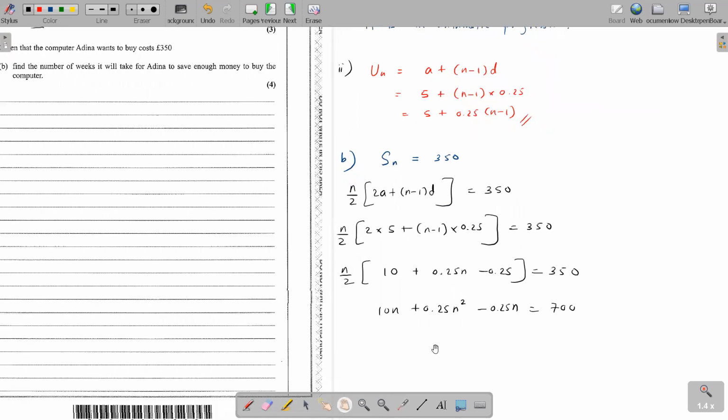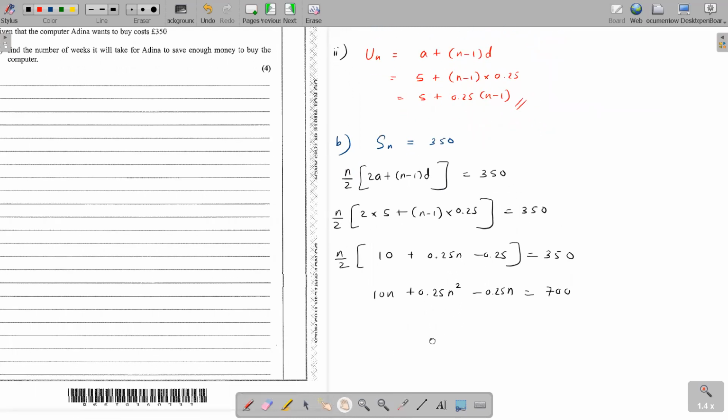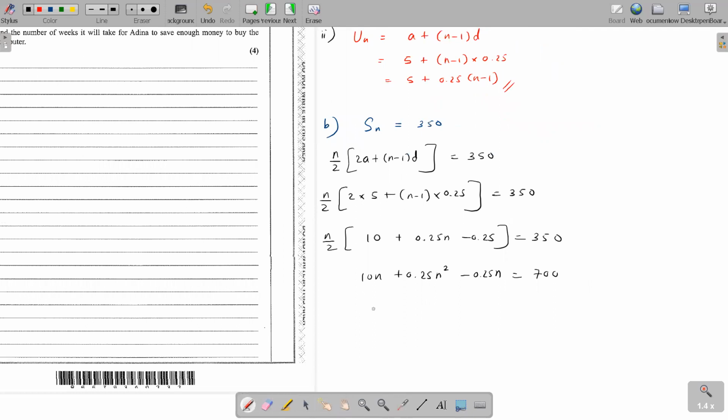Okay, so we just need to simplify this and find the value. It's going to be a quadratic equation, isn't it? 0.25 is 1 over 4, so I'll multiply the whole equation by 4. I should get a nice equation without any decimals. So this becomes 40n, 0.25 times 4 is 1, so n squared minus n, and 700 times 4 is 2800.